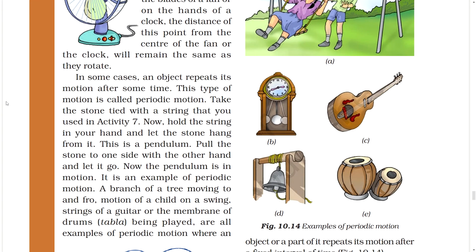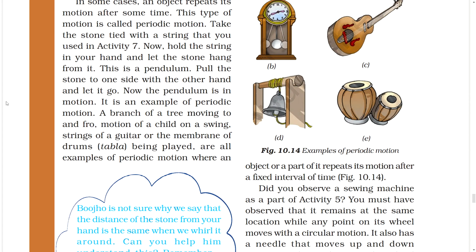Figure: examples of periodic motion. An object or a part of it repeats its motion after a fixed interval of time.